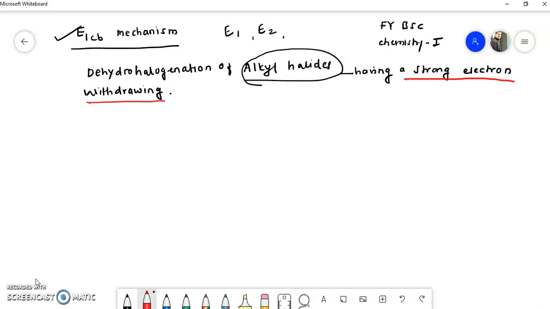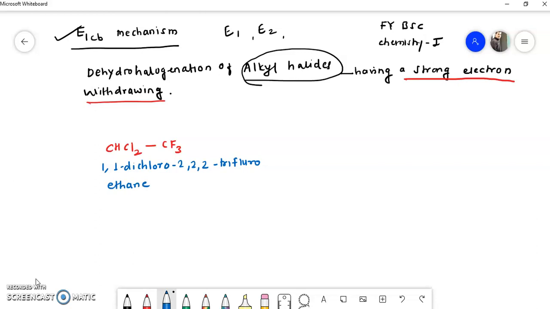So I will take the starting material, say for example CHCl2CF3. Now you see this starting material. The name of this starting material is 1,1-dichloro-2,2,2-trifluoroethane.